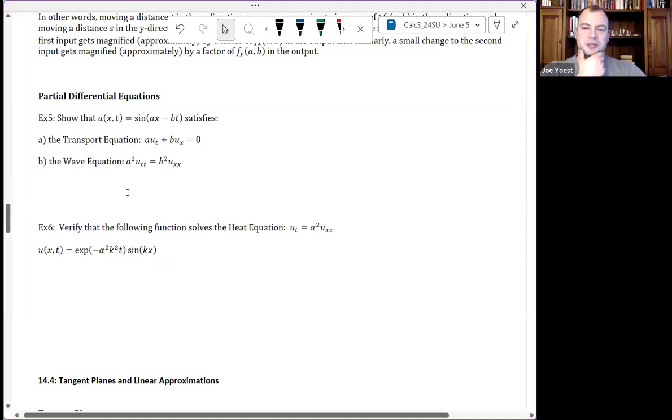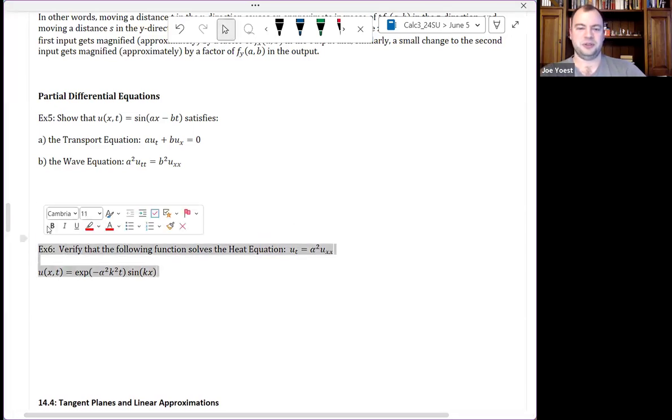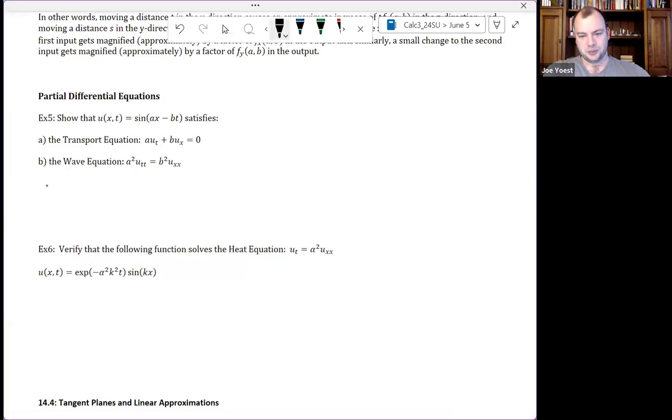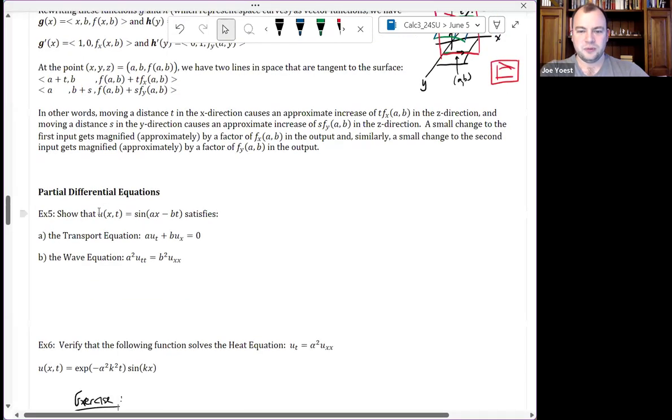Okay. I think for this one, I'm going to do maybe example 5a and leave the others as just exercises. Actually, I'll do 5a and b. They're pretty quick. But I'll leave example 6 as an exercise. It's a pretty straightforward exercise. So leave that as an exercise. But example 5a and b, we have a function here, u of x, t equals sine of ax minus bt.